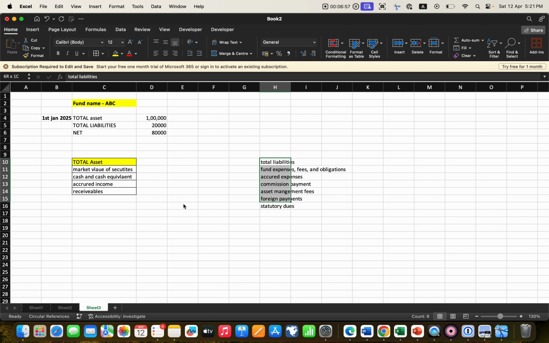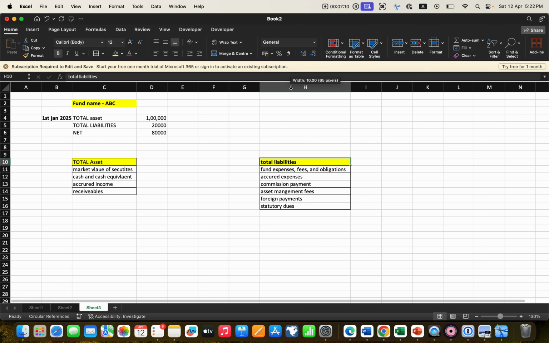Okay. So these are the items that come under total liability and total asset. I am doing the bold structure, creating the box. So total asset is 1 lakh and total liability is 20,000. The net is coming to this much.